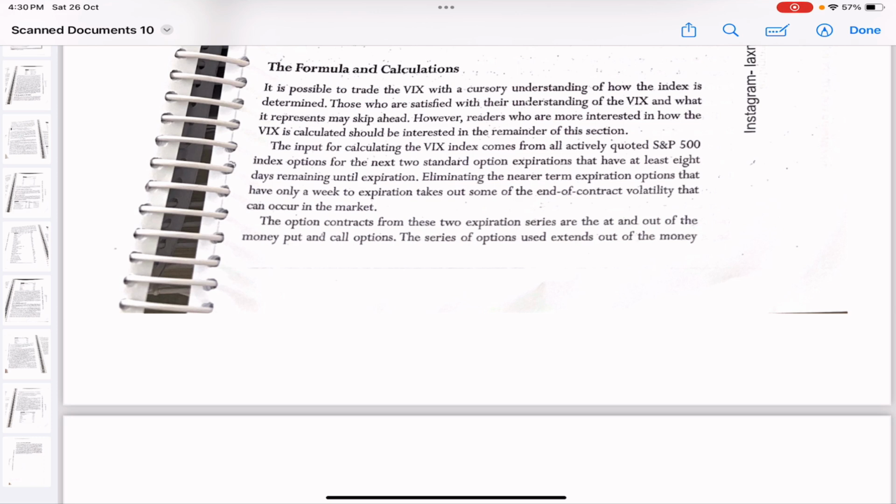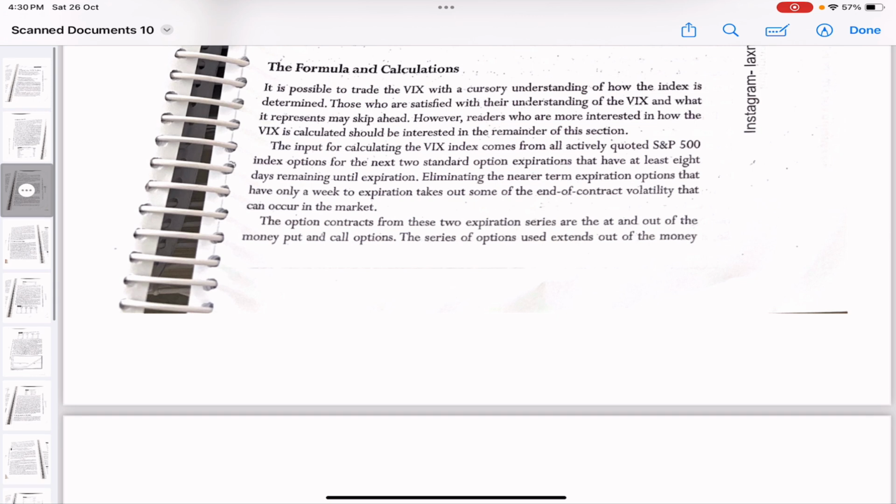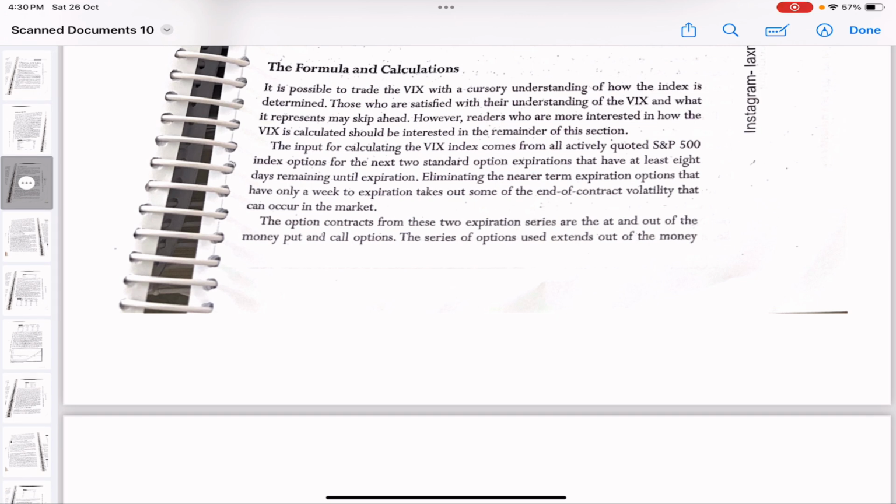So again, like they just stated, if you're not interested to know the calculation, you can skip, but it's always nice to go through it because you will have additional knowledge which you never know when might it be beneficial in your trading. The input for calculating the VIX index comes from all active quoted S&P 500 index options for the next two standard option expirations that have at least 8 days remaining until expiration.